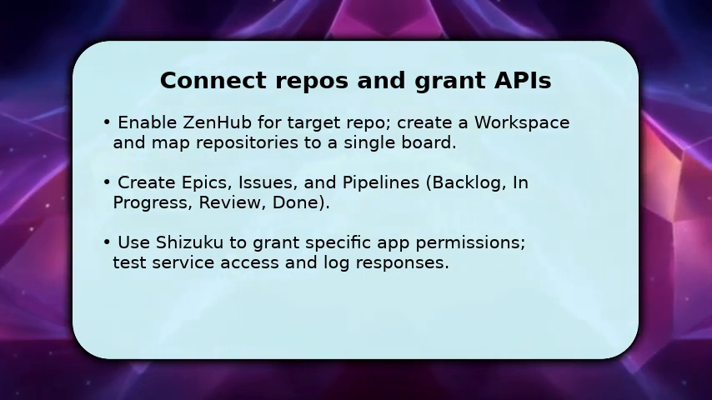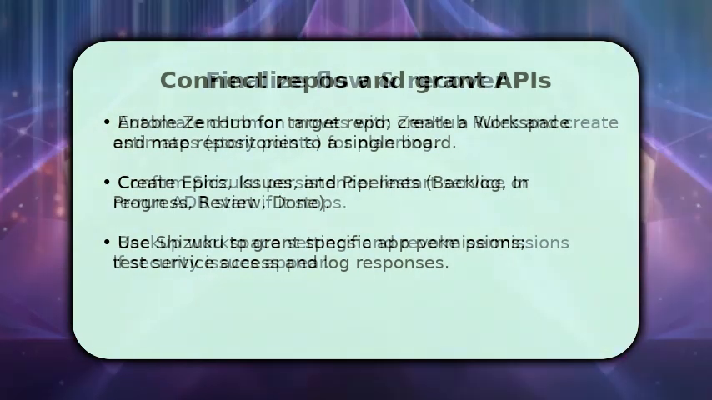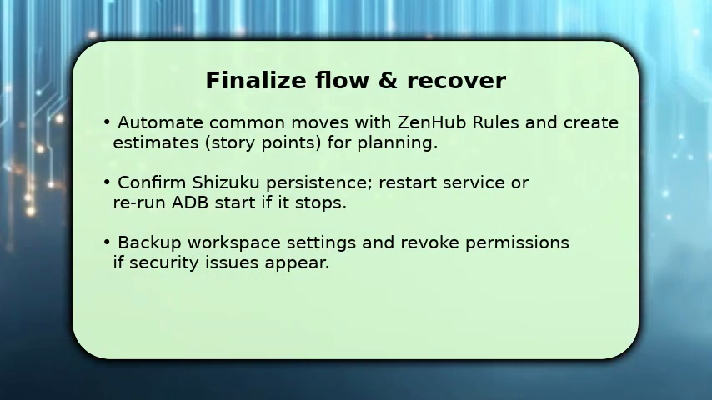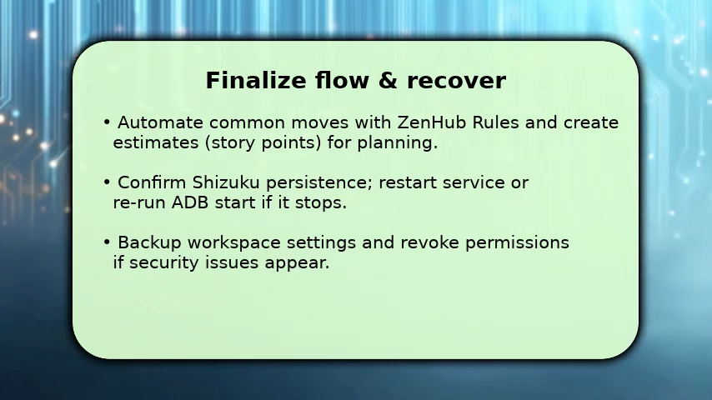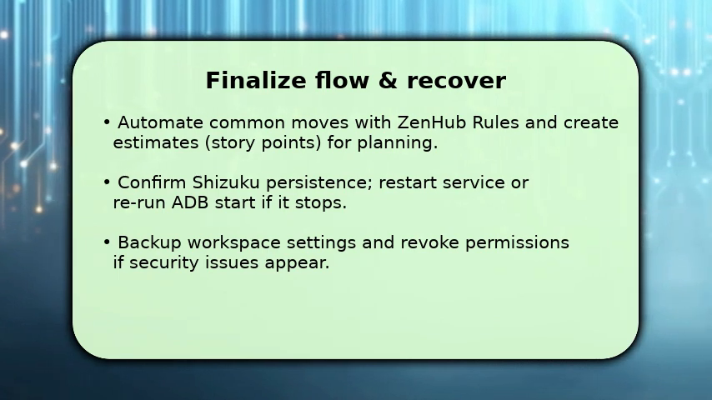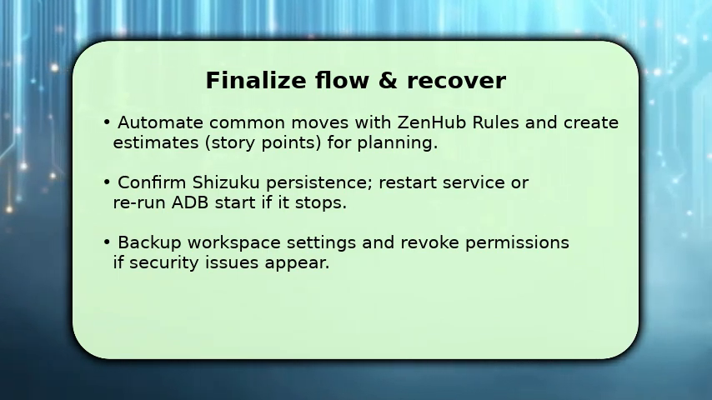You finish by locking in automation and verifying stability. In ZenHub, set rules to automate pipeline moves and use estimates for sprint planning so the team follows the same cadence. Confirm Shizuku stays active between reboots.